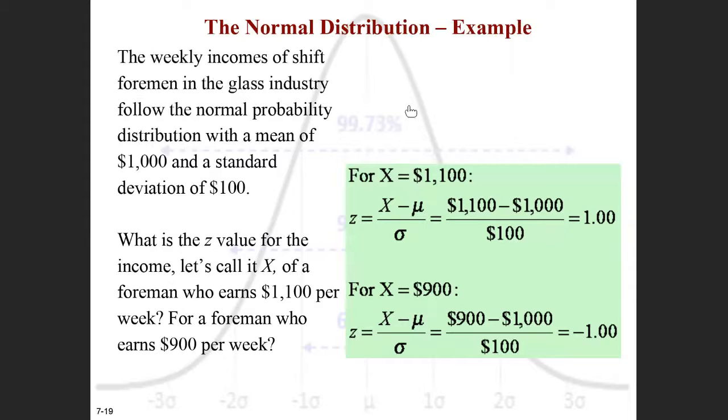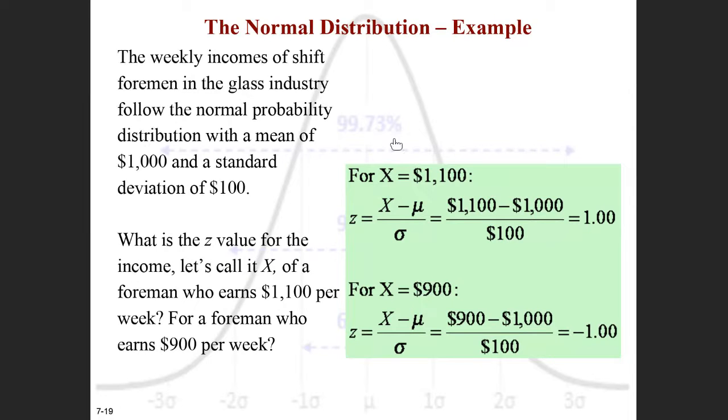So here's an example. Weekly incomes of shift foremen in the glass industry follow the normal probability distribution with a mean of $1,000 and a standard deviation of $100. So the question is, what is the Z value for the income, call it X, of a foreman who earns $1,100 per week, or a foreman who earns $900 per week?